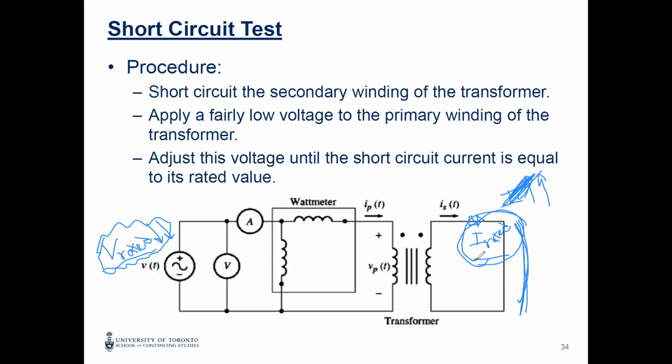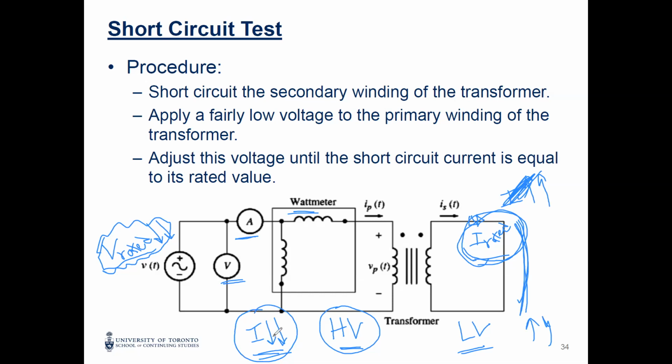So current is high, voltage is low. I'm going to put my meters at the high voltage, and make the low voltage a short circuit. Why do I put the meters at the high voltage? Because I don't want to burn my meters. So I'm going to put them at the side with a lower current. I know the high voltage is with a lower current, low voltage with high current. So I'm going to put the meters here up to the rated current, which is low in general.